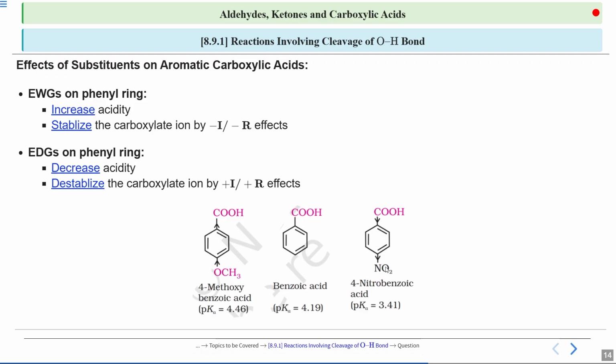In 4-nitrobenzoic acid, you have an NO2 group, which is an electron withdrawing group. We have seen that electron withdrawing groups increase the acidity, that is, they stabilize the carboxylate ion by the -I or -R effect. Whereas in 4-methoxybenzoic acid, the OCH3 group is an electron donating group. This decreases the acidity because it destabilizes the carboxylate ion by the +I or +R effects. So this is the effect of substituents on aromatic carboxylic acids.